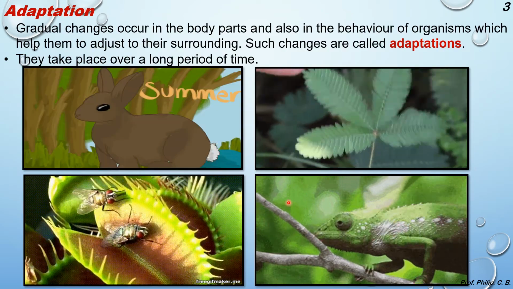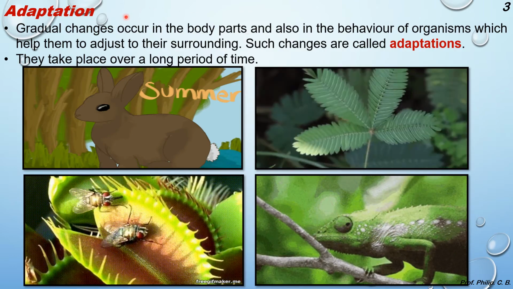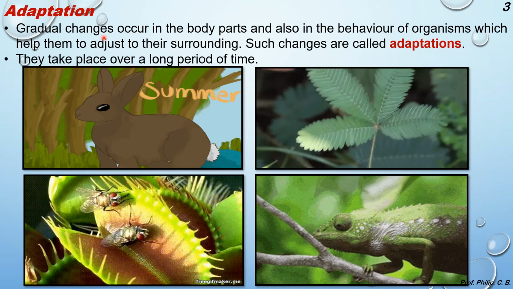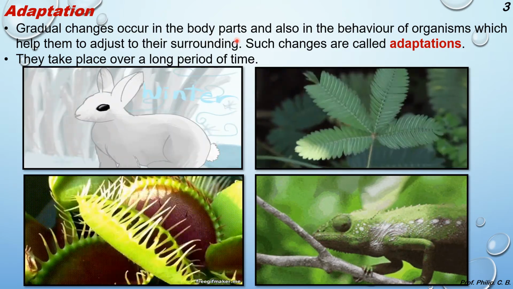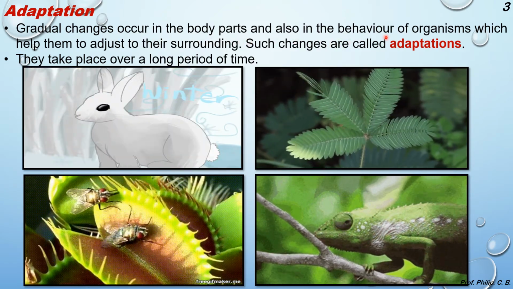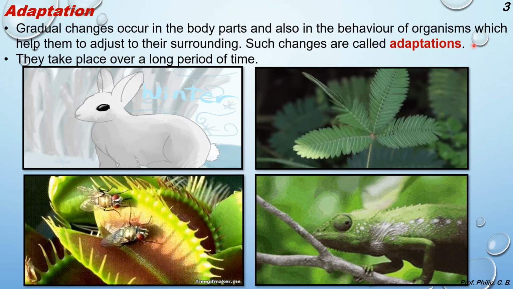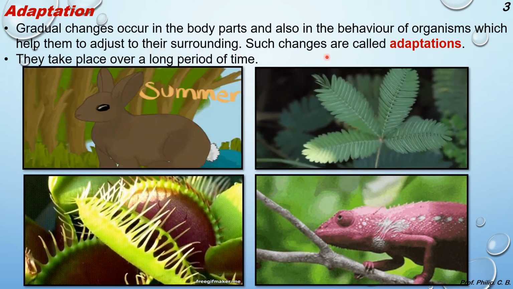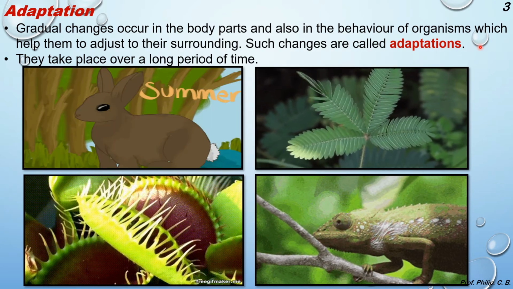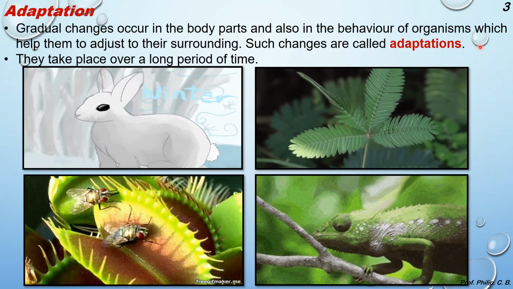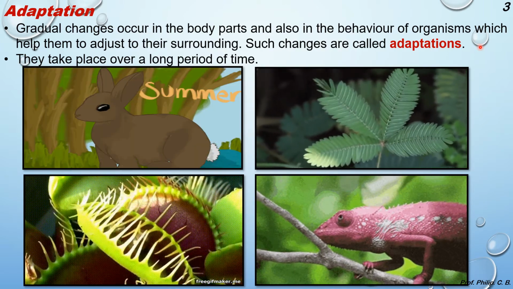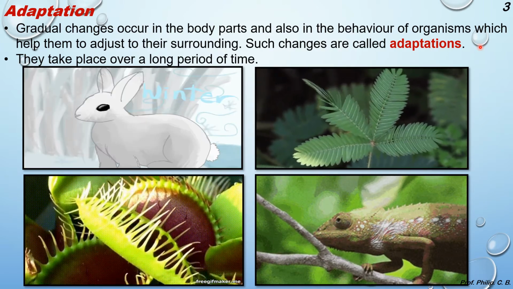Now coming to the introduction part of the chapter, adaptation. First point, gradual changes occur in the body parts and also in the behavior of organisms which help them to adjust to their surrounding. Such changes are called adaptation. Now what does this gradual change mean? Changes which take place slowly in our body part according to the surrounding.